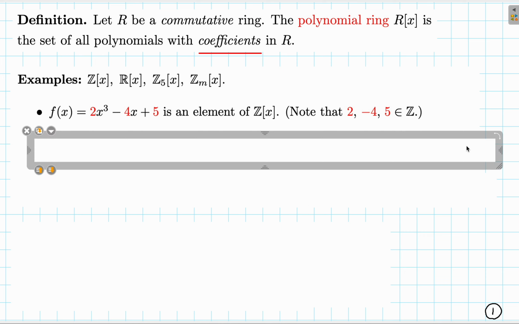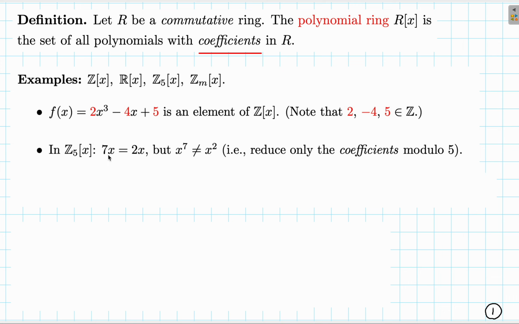Here's another example. In Z5 bracket x, the polynomials 7x and 2x are considered to be the same because the coefficients get reduced mod 5. Therefore, the coefficient 7 is the same as 2 modulo 5. However, the exponents are not reduced mod 5. Therefore, x to the 7th and x squared are different polynomials in Z5 bracket x.